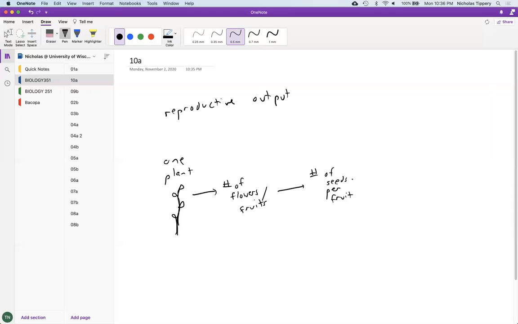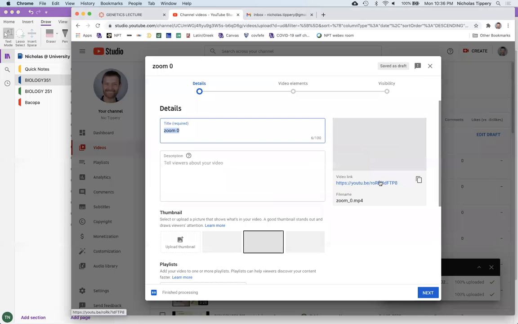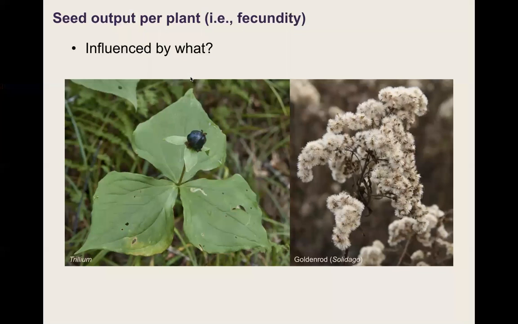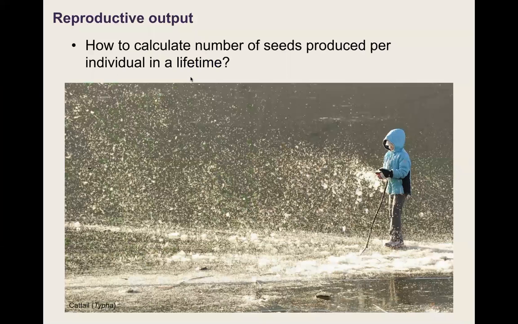So number of flowers or fruits, number of seeds per fruit. Multiply these together, that's your reproductive output per, let's say, per season. What about in a lifetime of a plant? So we have plants that are annual, and reproducing in one season is all they ever get. We have plants that are perennial, and they will reproduce every year for as long as they are able.